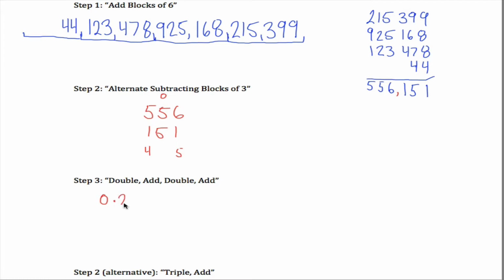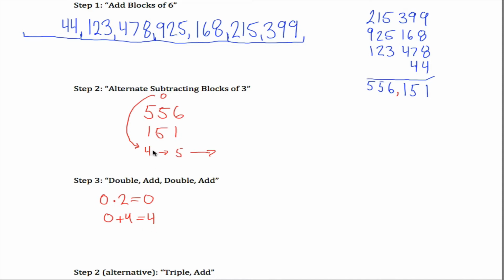0 times 2 is equal to 0. My first double right here is done. You can kind of think about it as we're going to do this little path. So 0 doubled gives me 0. And the next step is to add. So I'm going to take that 0 that I got from doubling this 0 and add it to this 4. 0 plus 4 is equal to 4.